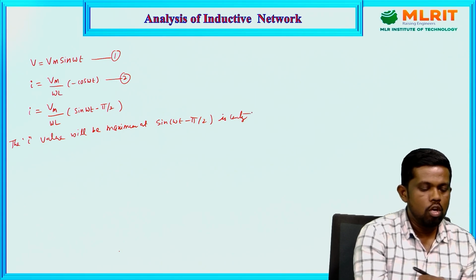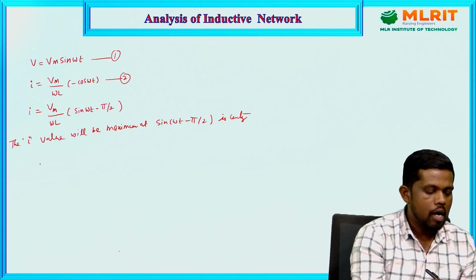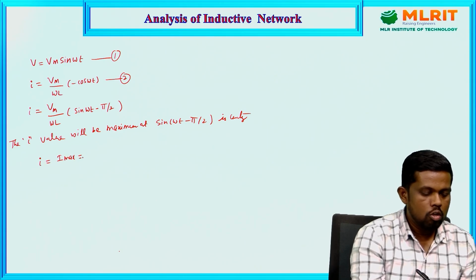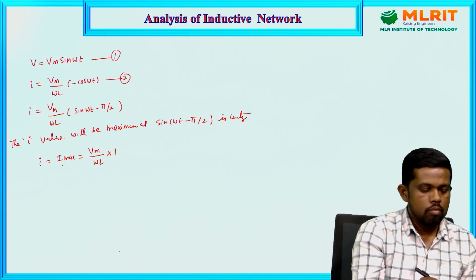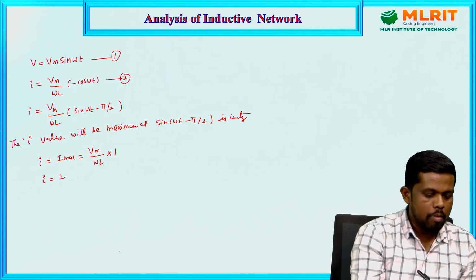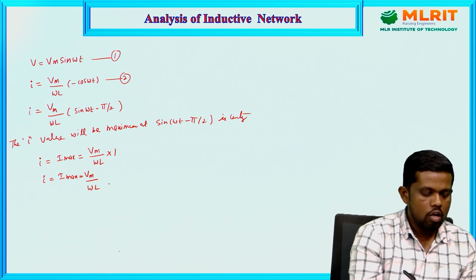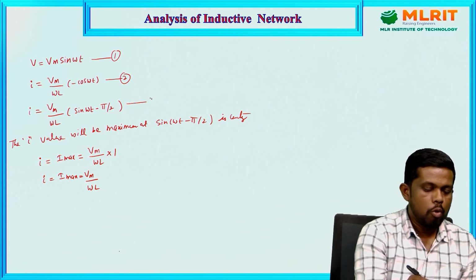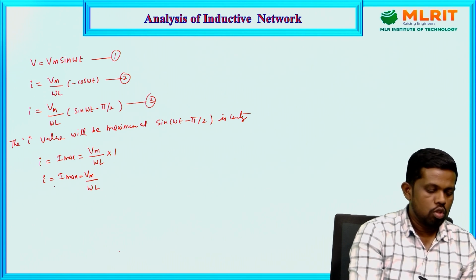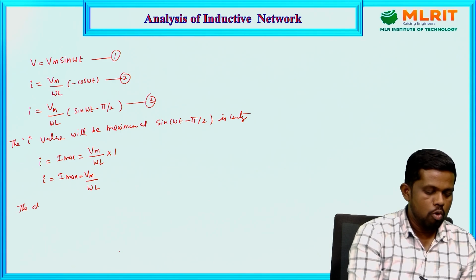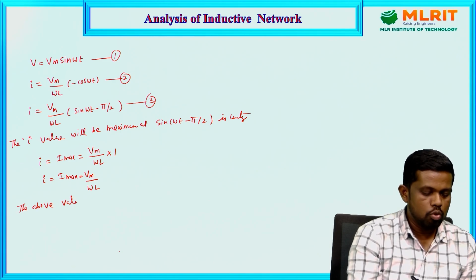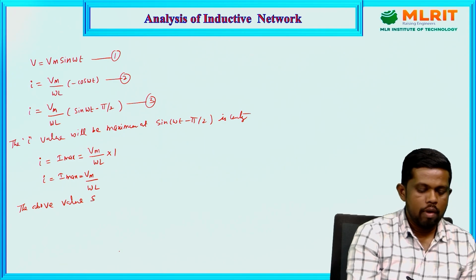At this time only we will get the whole value as I max. That is I max equal to Vm upon omega L, since this sine value should be 1, so that the whole I becomes I max. So this is expression number 3, which I am going to treat as such. The above value we need to substitute in equation number 2.